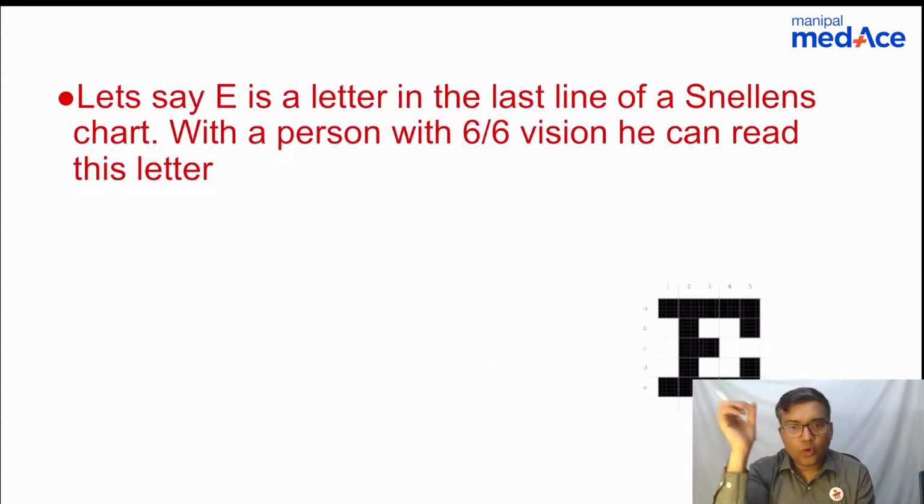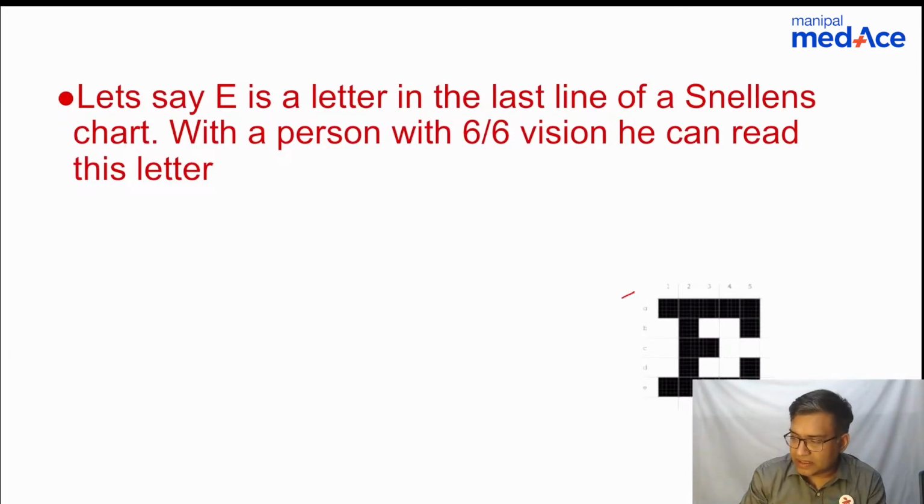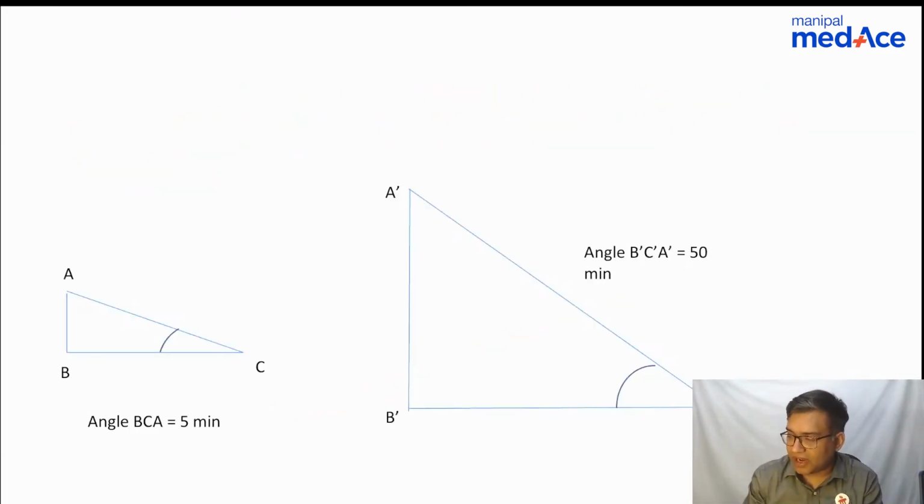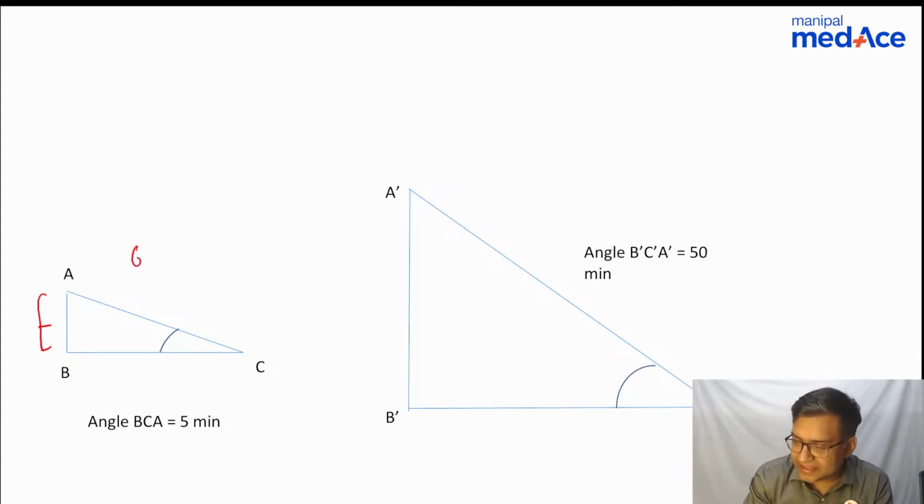Now the question they have asked is, what is the angle that is subtended here? This angle that is subtended here is basically the 5-minute of arc. So the smallest letter, if this is the E, if it is 6 by 6, is subtending an angle of 5-minute of arc at 6 meter.